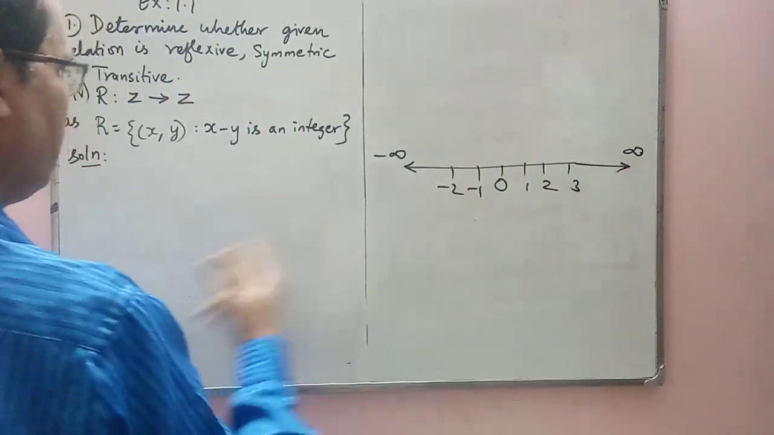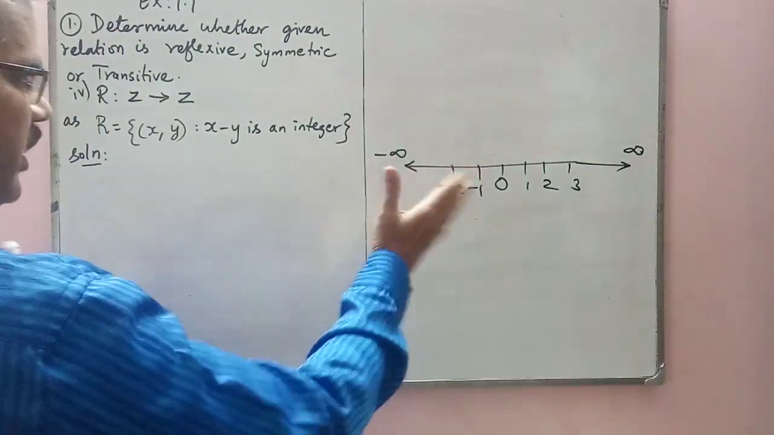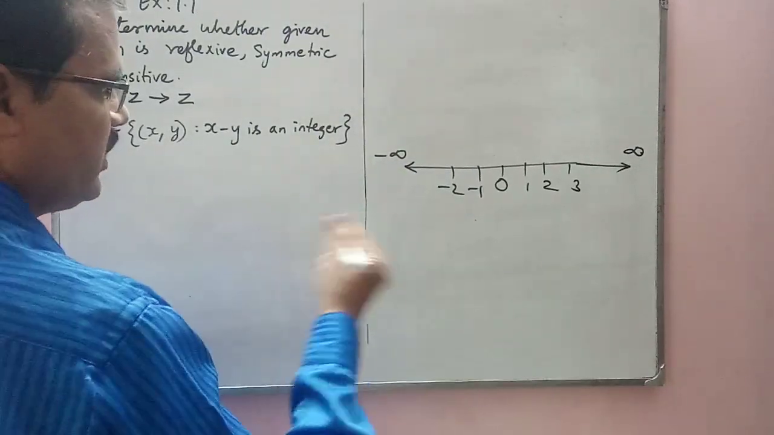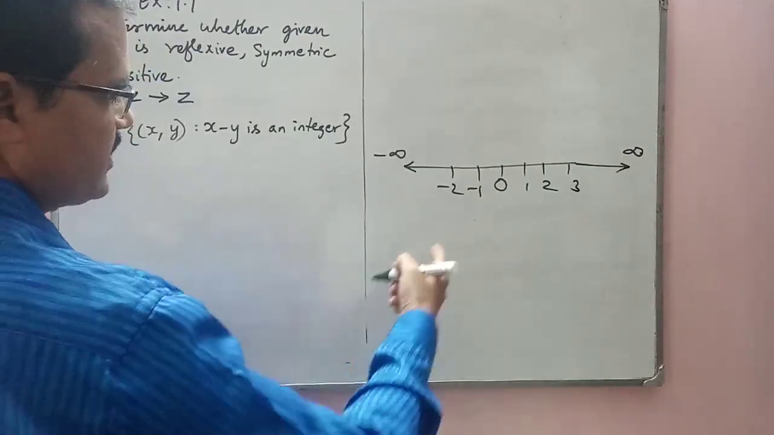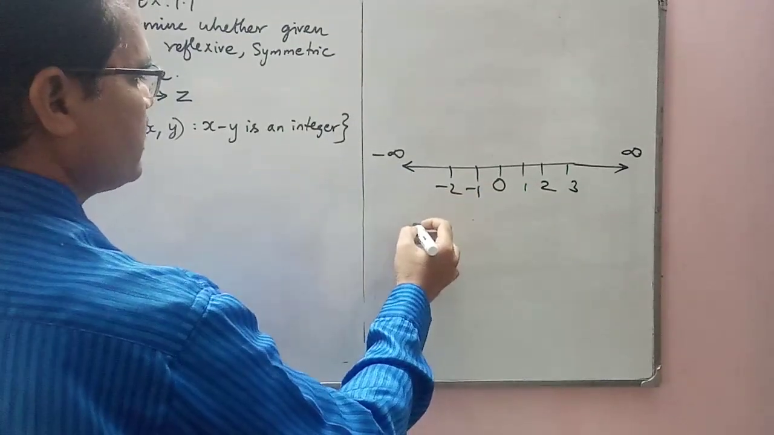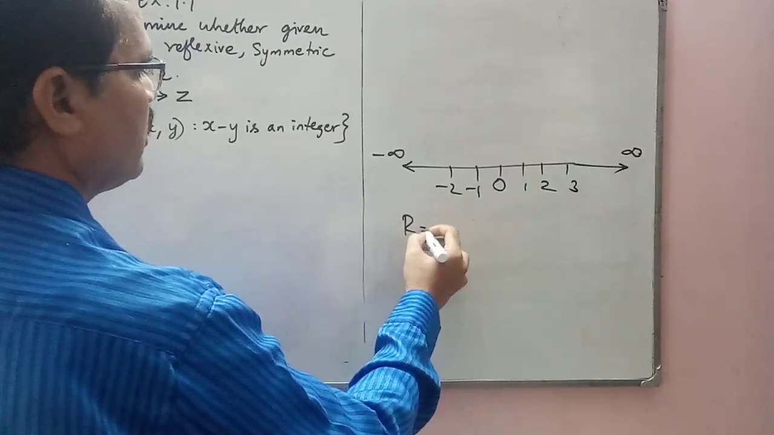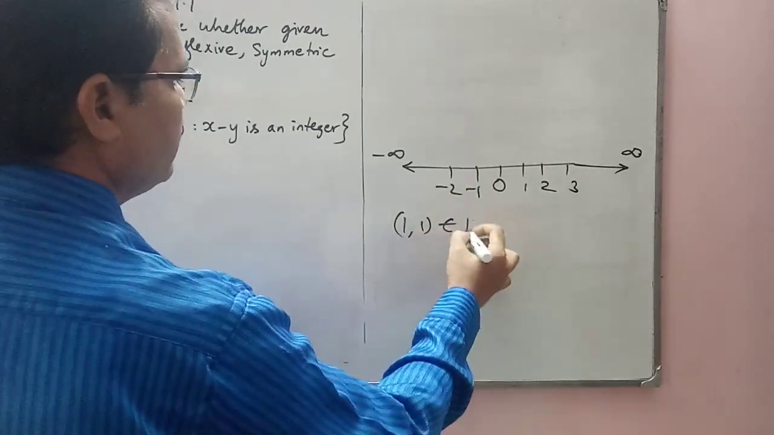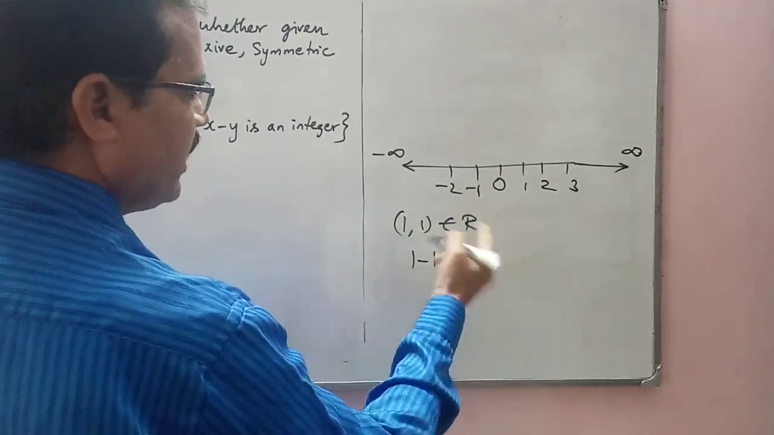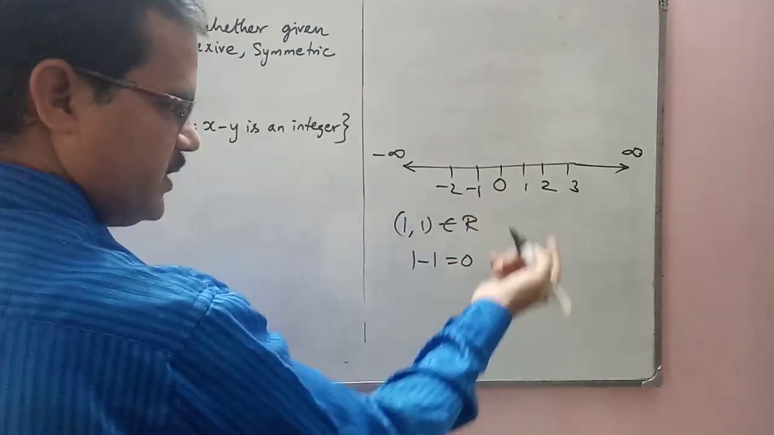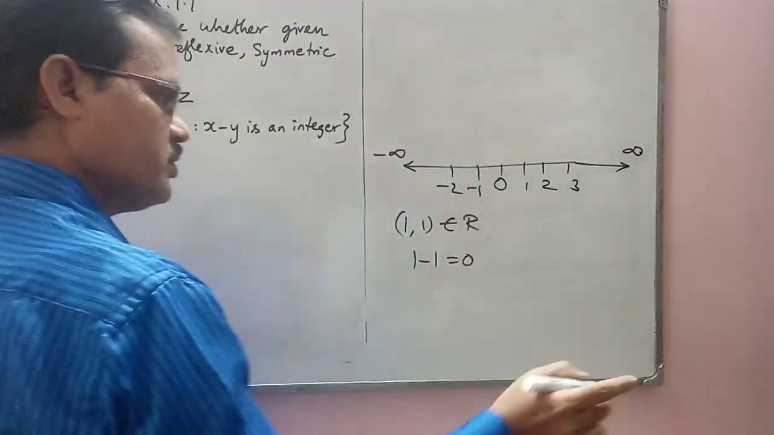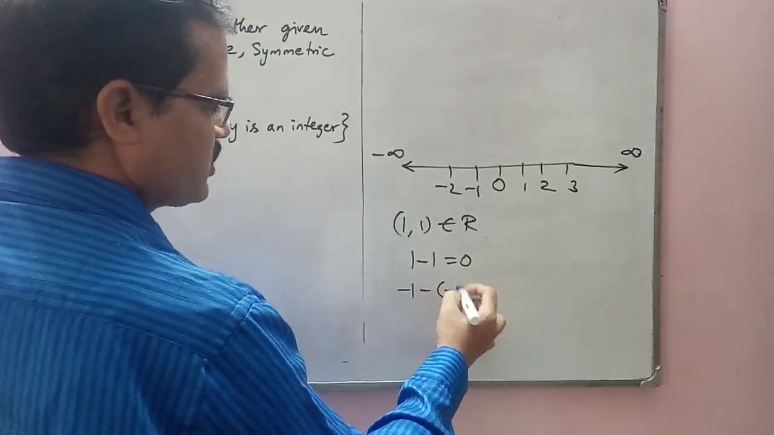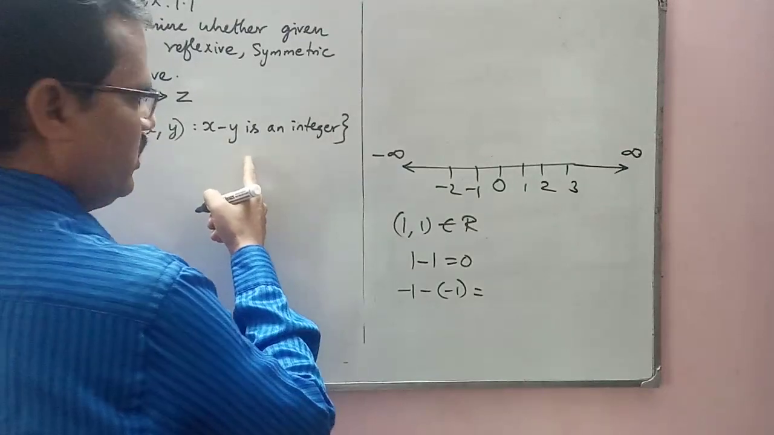If you take any one number, you have to check that the difference between the two numbers should be an integer. For example, I'm going to take 1. If (1, 1) belongs to R, then 1 minus 1 should be an integer. 1 minus 1 is 0, it's an integer. You take 2, 2 minus 2 is 0, it's an integer. Take minus 1 minus of minus 1, because the formula is x minus y, right?